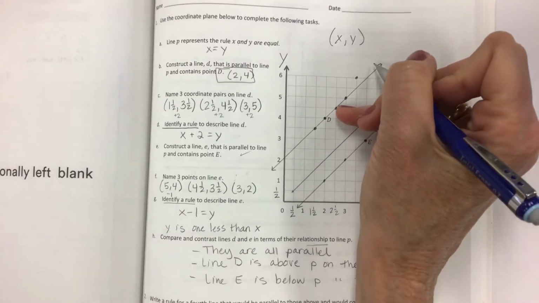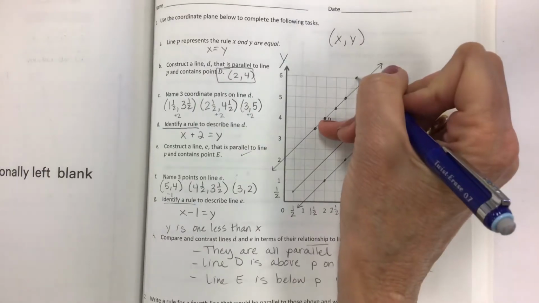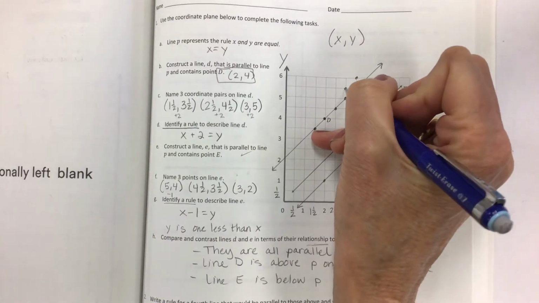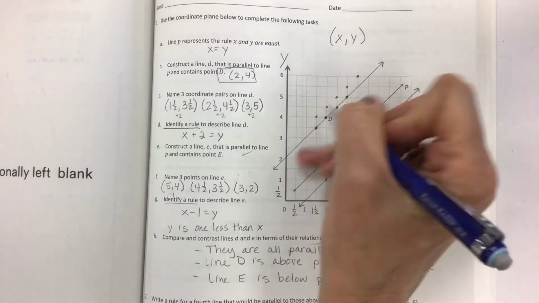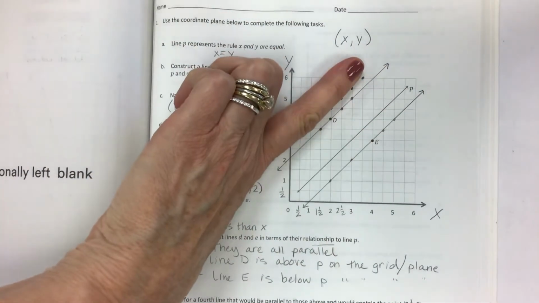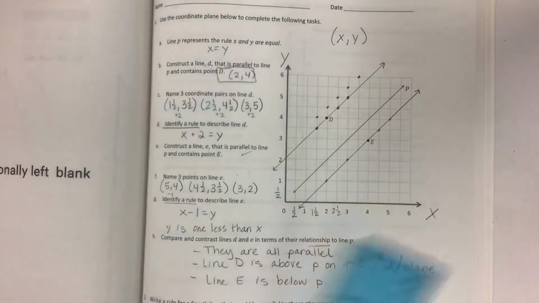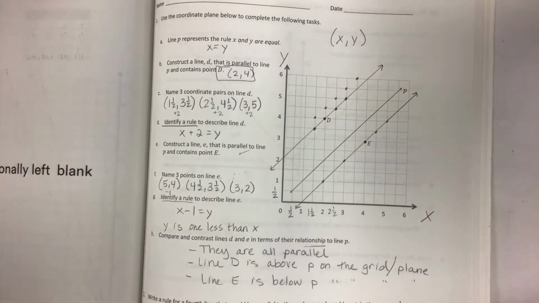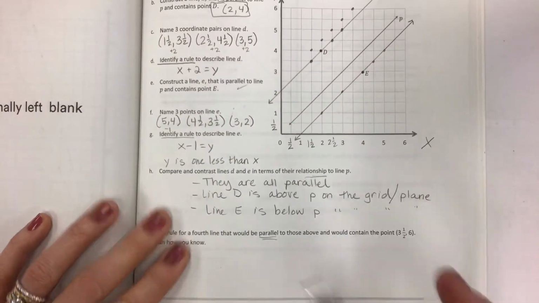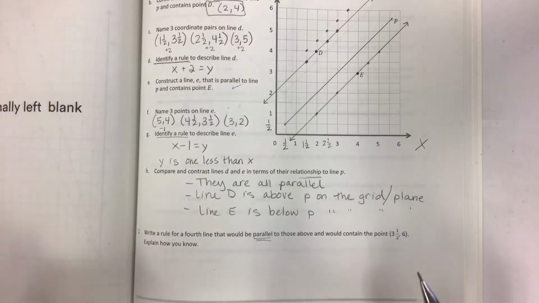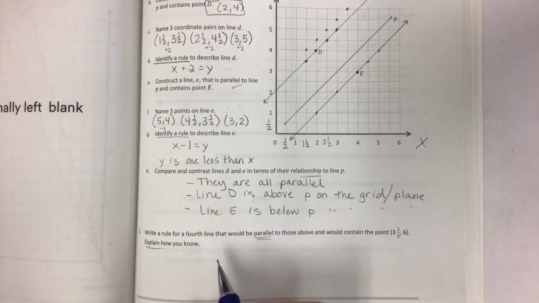So I need a line that's parallel, and that's going to be all the way up here. So again, diagonal by 1. I can put a whole bunch of dots in that are right up here, okay? And this would give me a line. It doesn't say we have to create the line. We just have to write the rule for the line. So what would be the rule? And then we have to explain how we know.